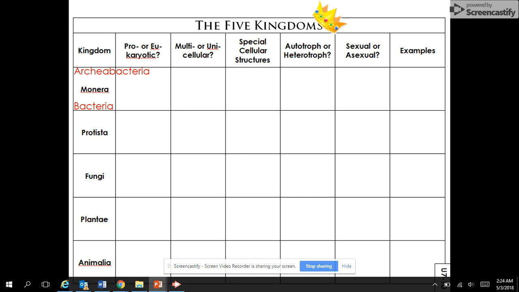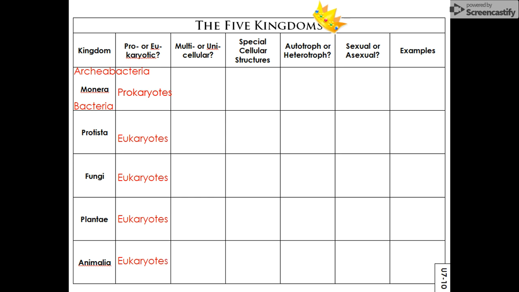Now, in order to know the characteristics, I need to think about what I actually do know. I know for sure that bacteria are the only organisms that are prokaryotes, which means the rest of the kingdoms are eukaryotes. I also know that I am an example of an animal. I know a rose or flower is an example of a plant, and mushrooms are an example of fungi. I can use that to help me fill in the rest of the characteristics.